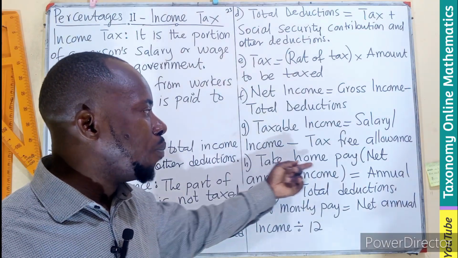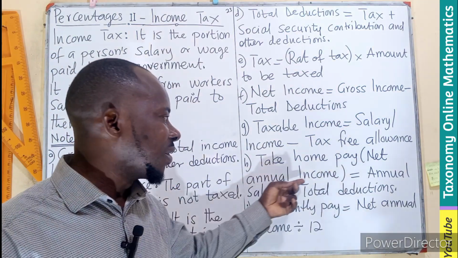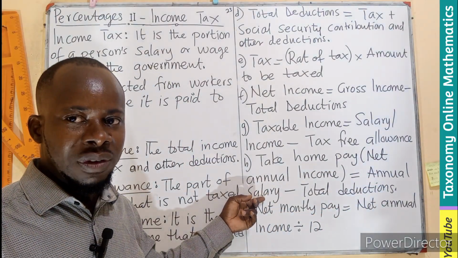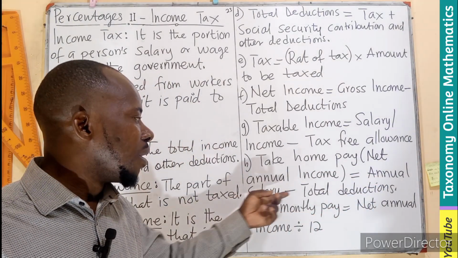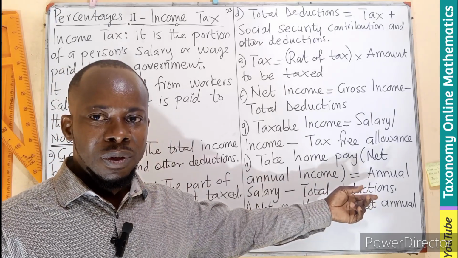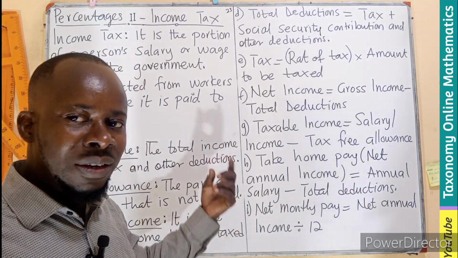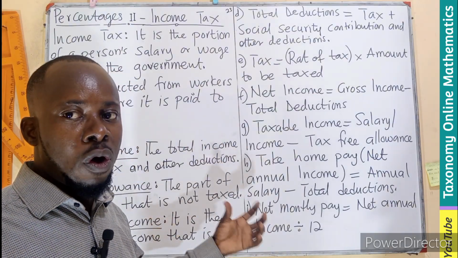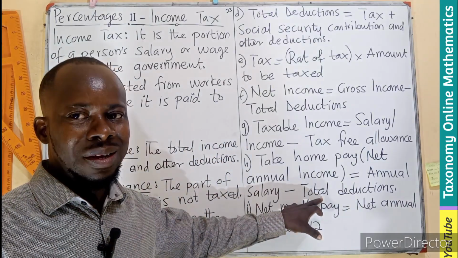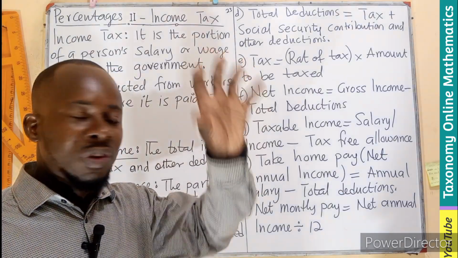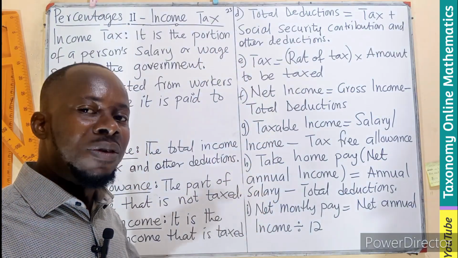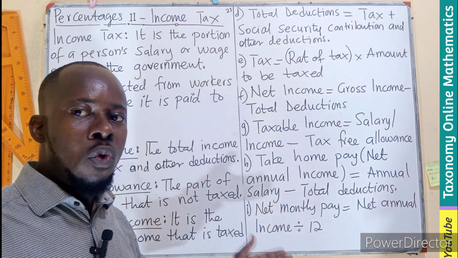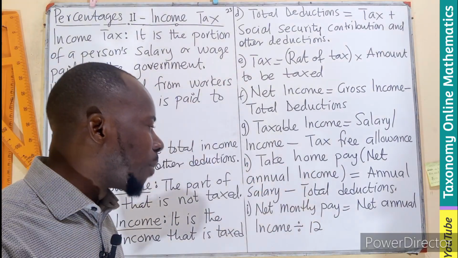That is your take home pay, the net annual income. It is your annual salary from January to December, all of them, all salary minus the total deduction. So the tax that has been deducted, social security, loan deductions, union dues, all of them combined together form the total. Subtract it from the salary you receive from January to December. Whatever is left becomes the take-home pay or the net annual income.